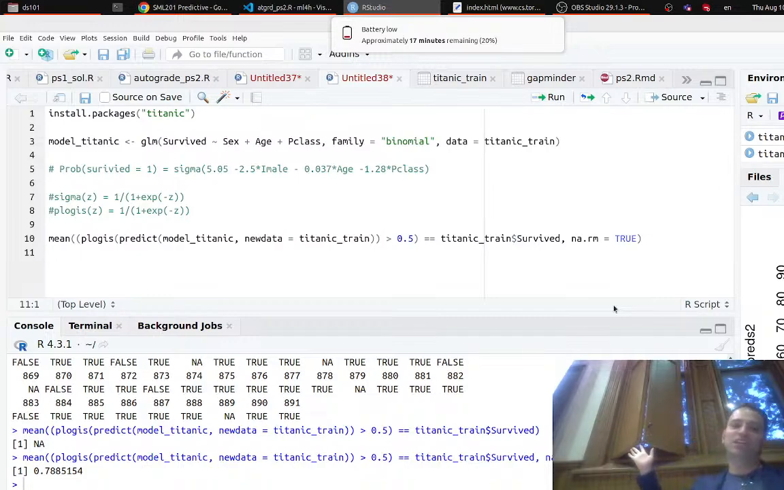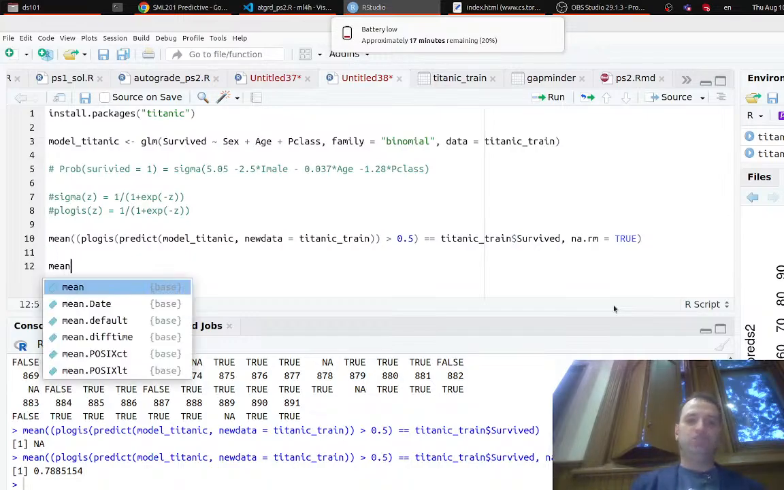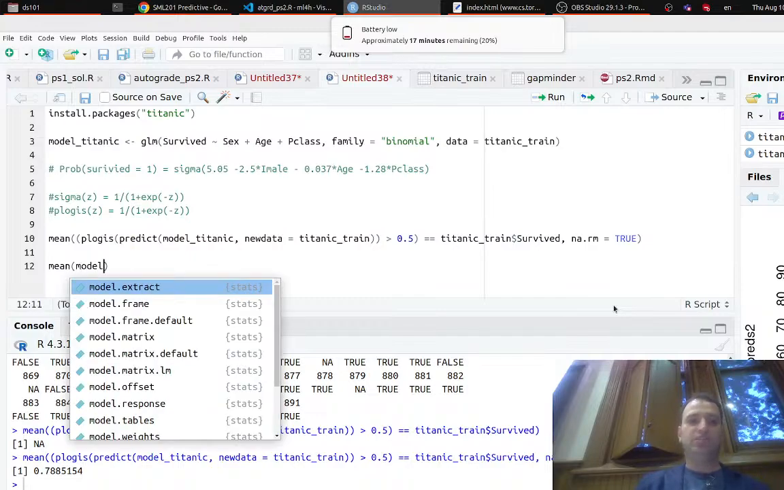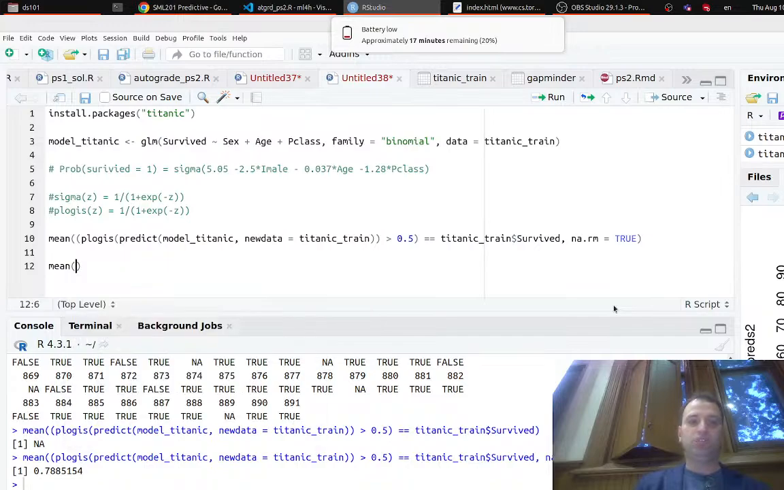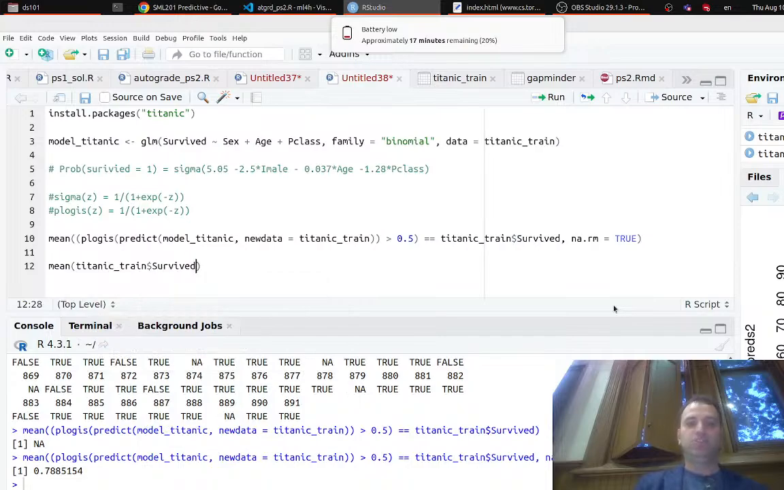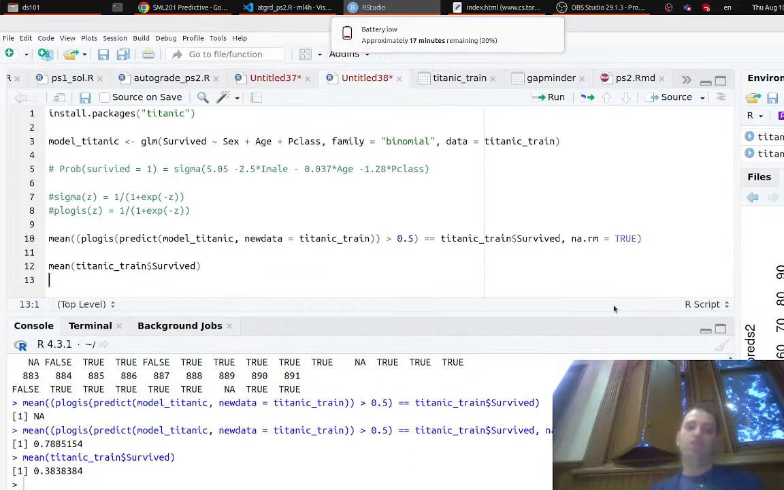Similarly, is 79% impressive? Well, it depends on what you could do by just doing the dumbest possible thing and saying, well, did more people survive or die? I'll just predict whatever is the majority. And we can figure out what the majority is, right? So what's the mean for this? This would be, not model, sorry, Titanic train survived. So 38% of the people survived.